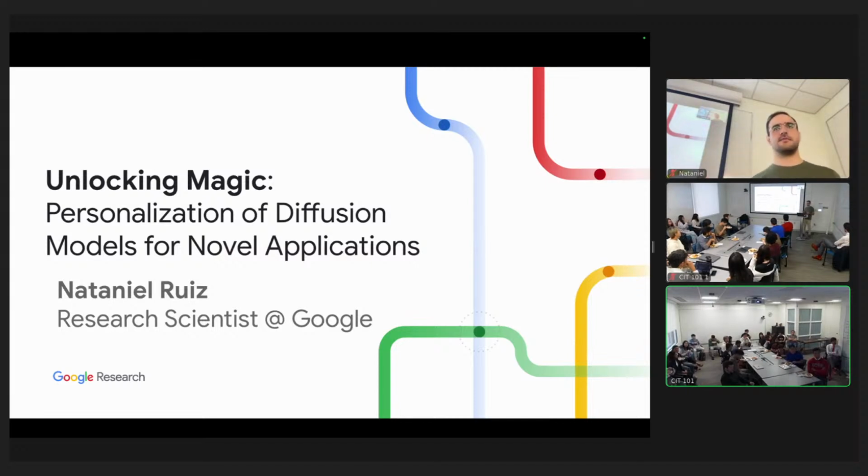And I think the broader message is, if you're interested in this type of stuff, or if you're struggling with a project now, there's a lot of options out there for you to explore. Any of you can find these options if you just think about it enough and find the right people to talk about these things with. So the talk is called Unlocking Magic, Personalization of Diffusion Models for Novel Applications.